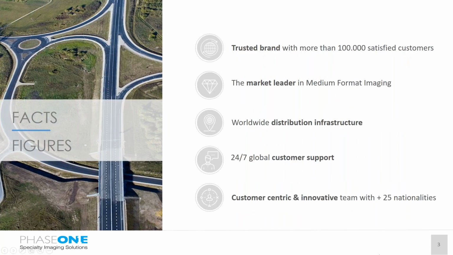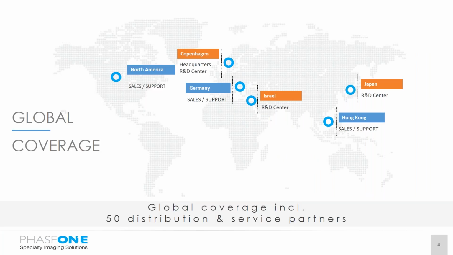So Phase 1, we are a trusted brand with more than 100,000 satisfied customers. We are the market leader in medium format imaging. We have a worldwide distribution infrastructure, and with this worldwide infrastructure, we have a 24/7 global customer support. And this also bodes towards our customer-centric and innovative team with more than 25 nationalities supported both internally with Phase 1 and through our distribution network.